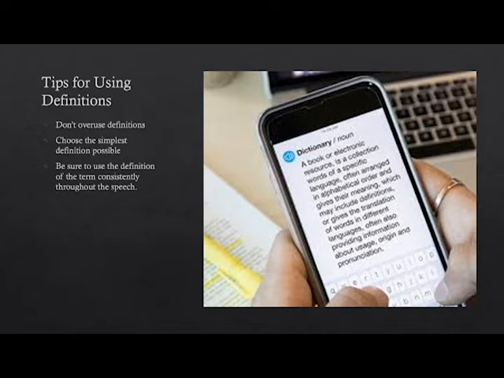Some tips for using definitions is you don't want to have too many. You don't want your speech to feel like you're reading from the dictionary. You also want to choose the simplest definition possible. You don't want it to be long or complicated, because your audience is going to have trouble following that. And then you want to be sure that whatever definition or term you use, that you use it consistently throughout the speech.